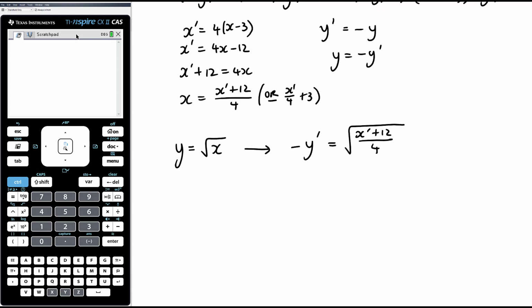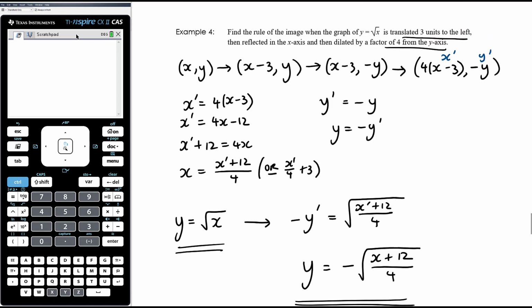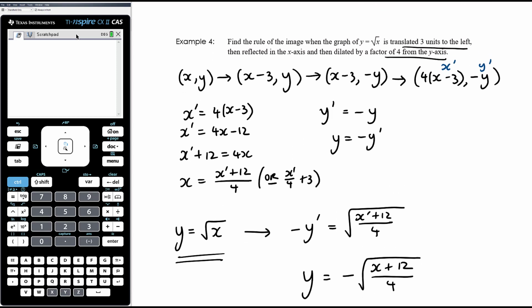And then lastly, we just want to make y the subject, which is just to multiply both sides by negative 1. I'm going to lose the dashes in that process as well. So it's just going to be negative square root of (x + 12) all over 4. That is the image of this function after we have translated 3 units to the left, then reflected in the x-axis, and then dilated by a factor of 4.